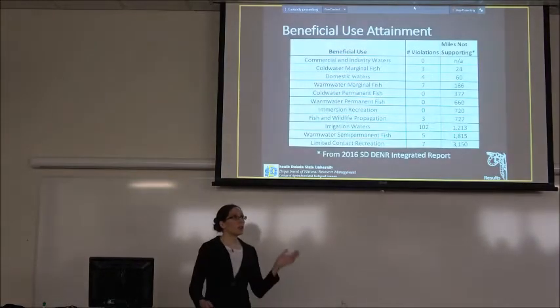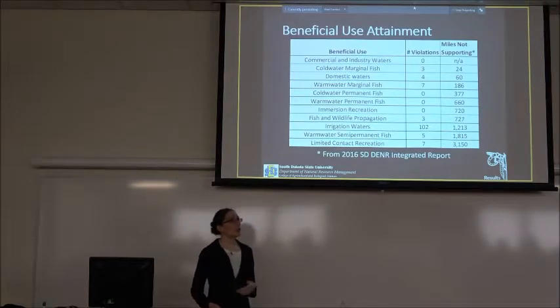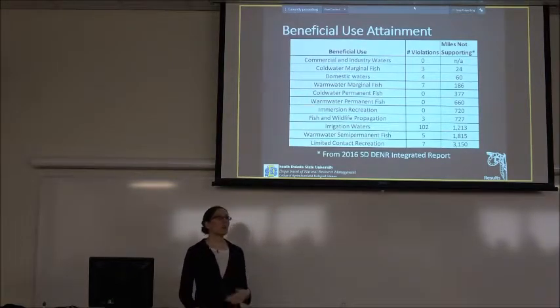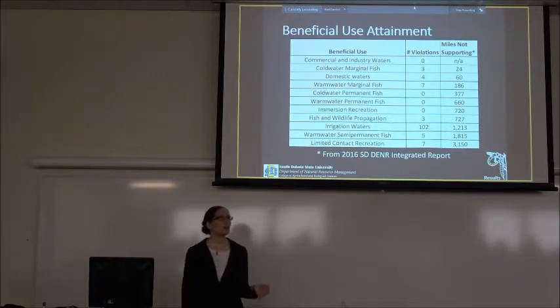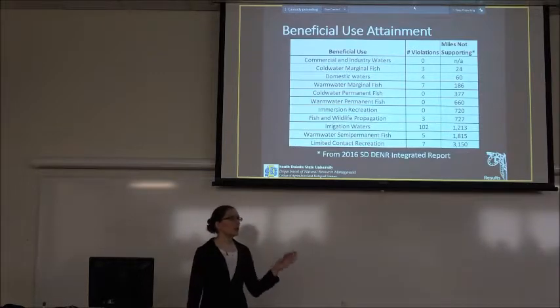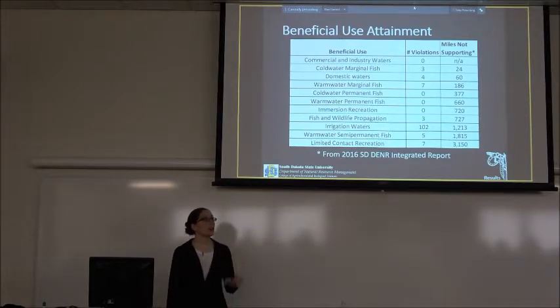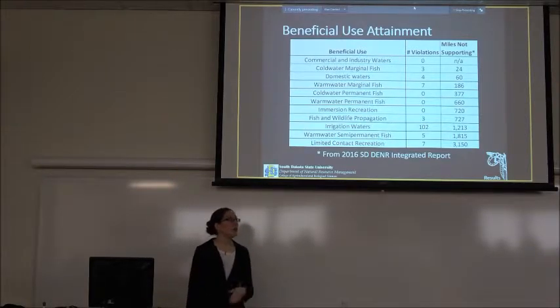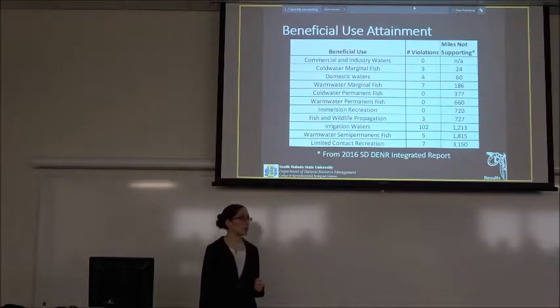Now, before I get into the results of our work, a little context. Beneficial use attainment is an important aspect of assessment in the state. Currently, there are 11 beneficial uses assigned to waters in South Dakota. So I have those listed here. In the second column, I have the number of times the numeric criteria for each beneficial use was violated using our NWGP data. And then in the third column, we have the total river and stream miles not supporting that beneficial use according to the 2016 integrated report.